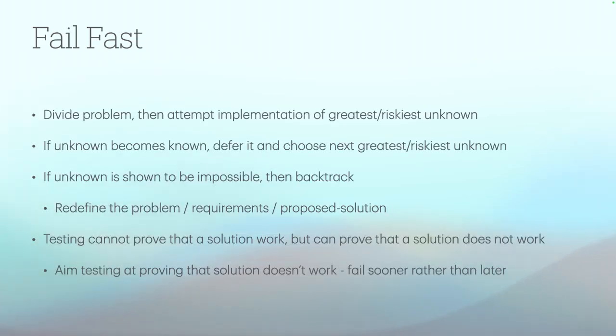Fail fast. Divide problems, then attempt implementation of the greatest or riskiest unknown first. If an unknown becomes known, defer it and move to the next risk. If an unknown proves impossible, backtrack and redefine the problem.